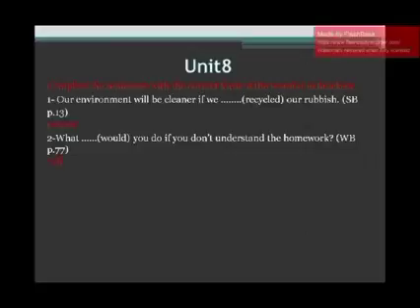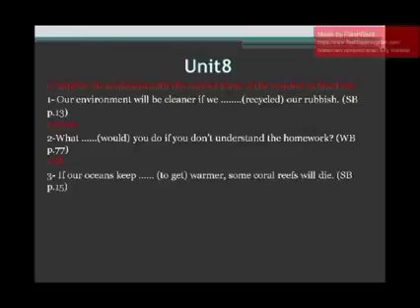What will you do if you don't understand the homework? Again, it is the first conditional. Number 3, if our oceans keep to get warmer, some coral reefs will die. Keep here should be followed by verb plus ing, or by a gerund. So the correct answer is getting.